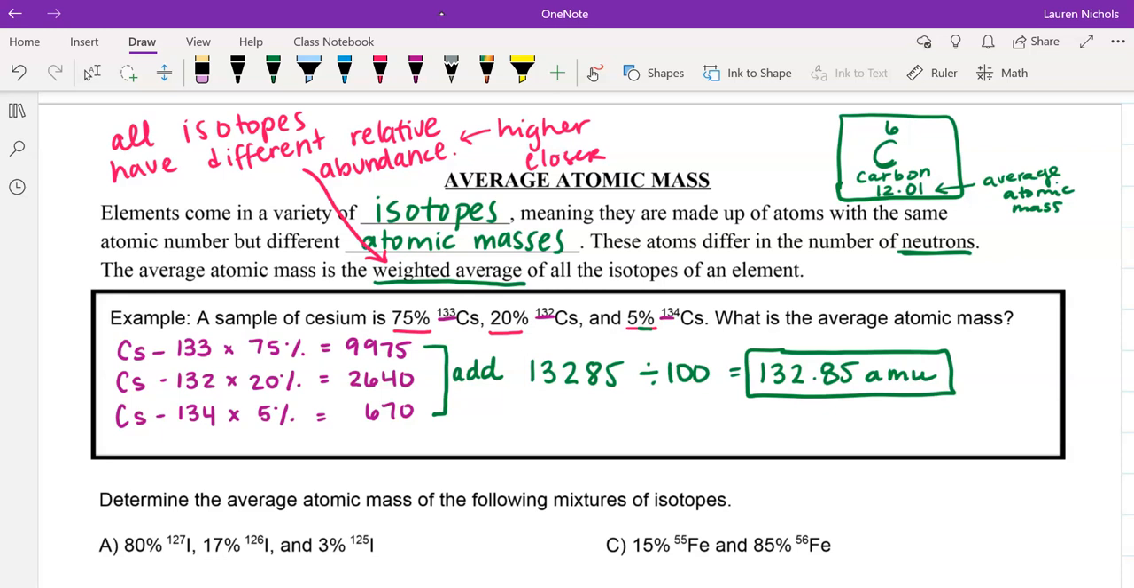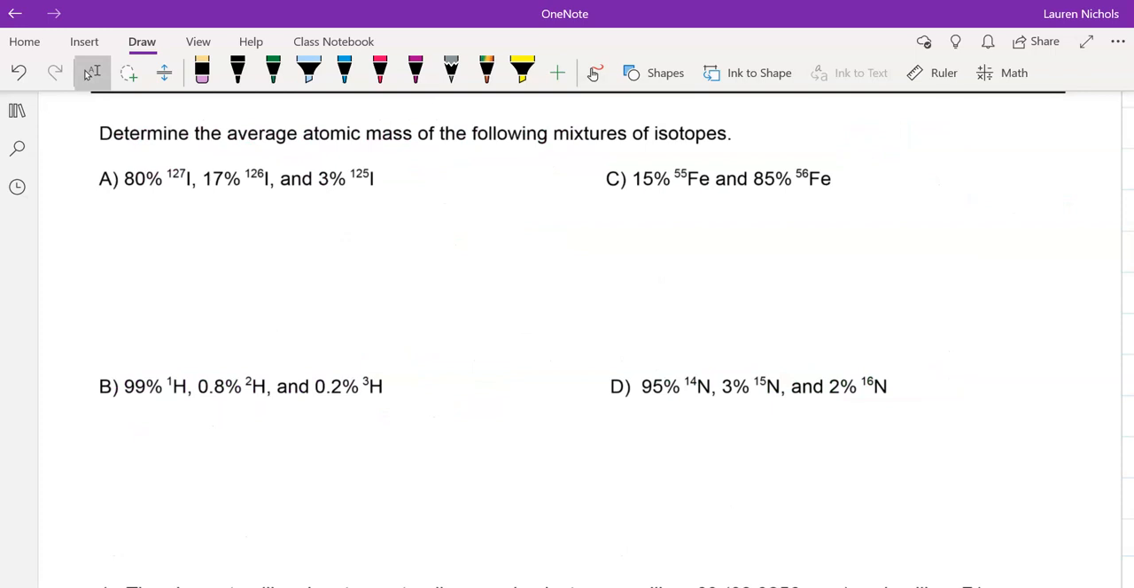So let's do a couple examples. Problem A has iodine-127, iodine-126, and iodine-125. So we change the symbolic notation to isotope notation: I-127, I-126, and I-125. We multiply by their percentage. So we multiply this one by 80%, by 17%, and by 3%.